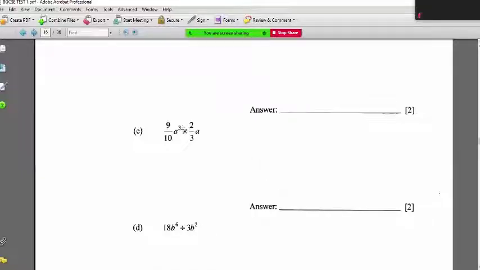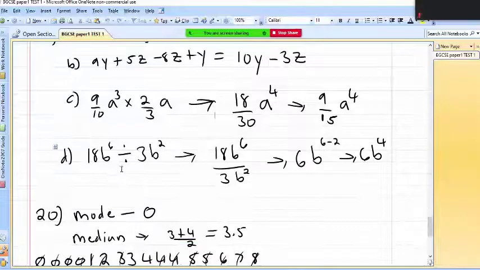And therefore C, this one, you're going to have to know the rules when you're dealing with exponents, when we're multiplying exponents. Anytime you're multiplying a power, you what? You add the two powers. So a to the 3 multiplied by a to the 1 gives me a to the 4. And then you multiply the coefficients on the outside. 9/10 times 2/3 is going to give me what? 18 over 30.